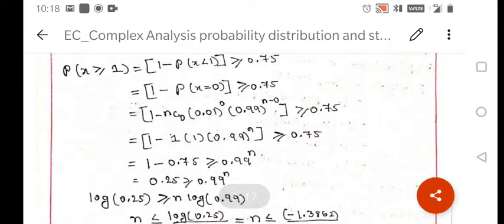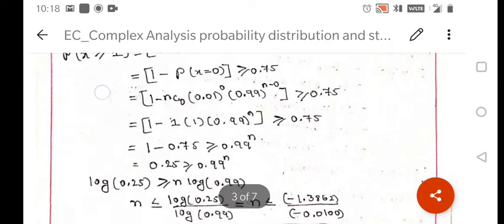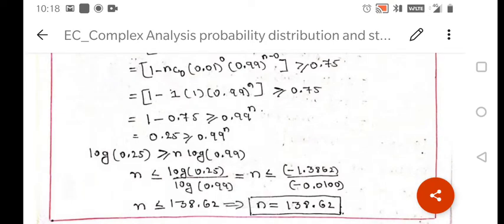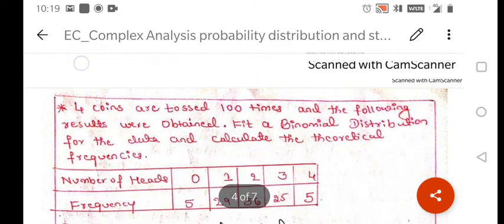So which is 1 minus 0.75 is greater than or equal to 0.99 raised to n, or 0.25 is greater than or equal to 0.99 raised to n. Taking log on both sides, log of 0.25 is greater than or equal to n log 0.99. So n is less than or equal to log of 0.25 upon log of 0.99, which is less than or equal to minus 1.3862 upon minus 0.0100. This is n less than or equal to 138.62. That means, taking the equality, n is equal to 138.62.